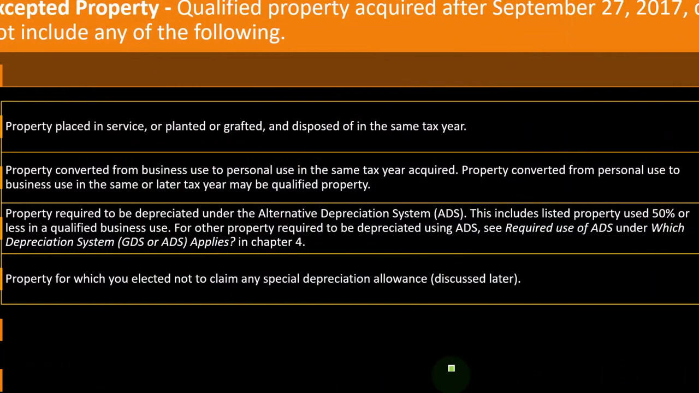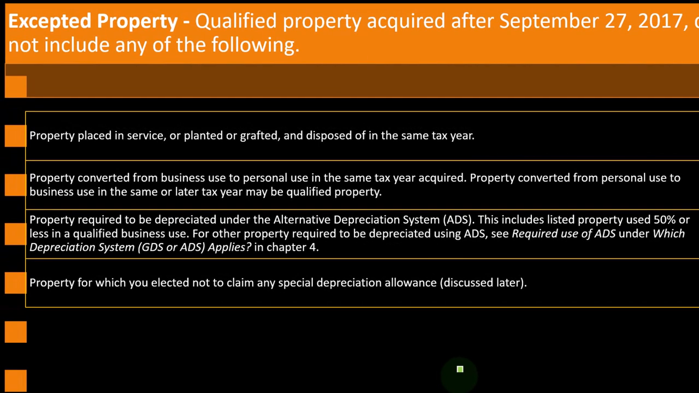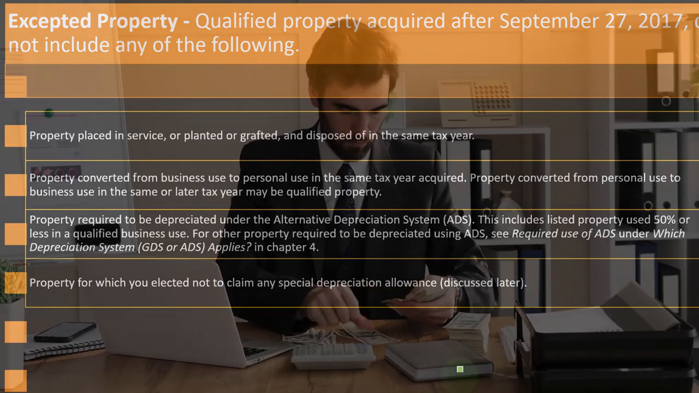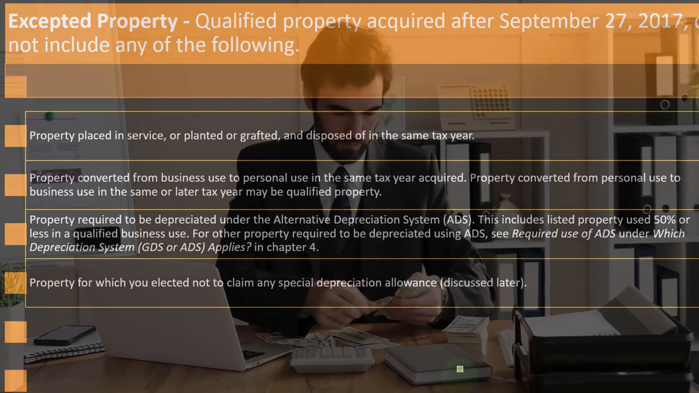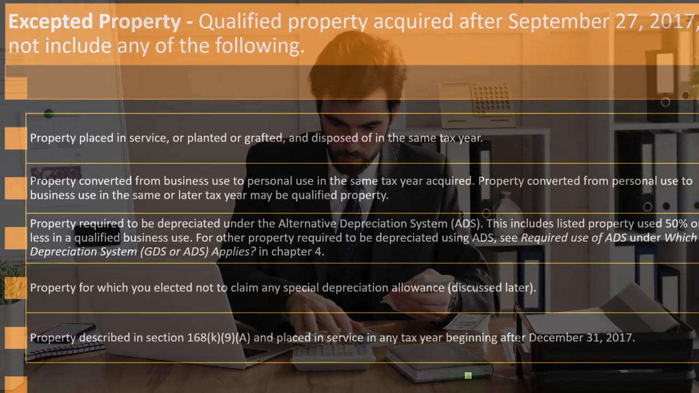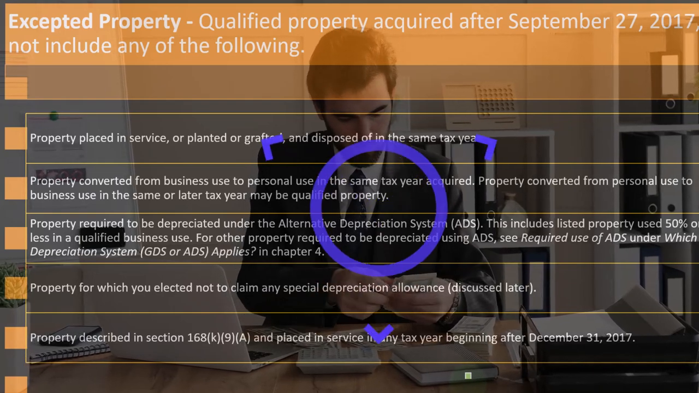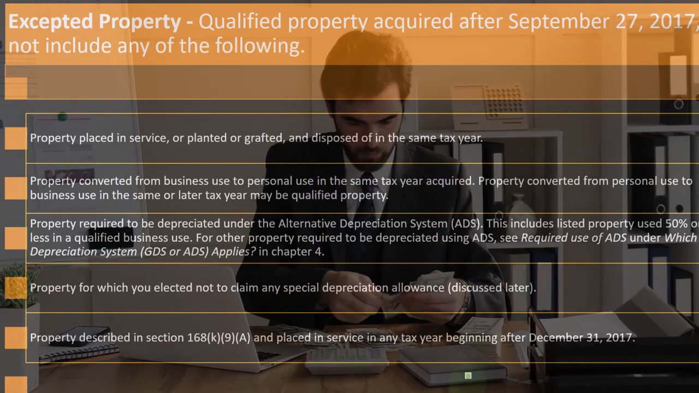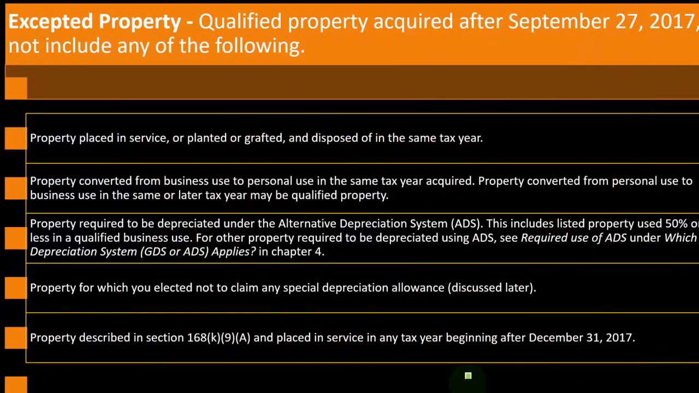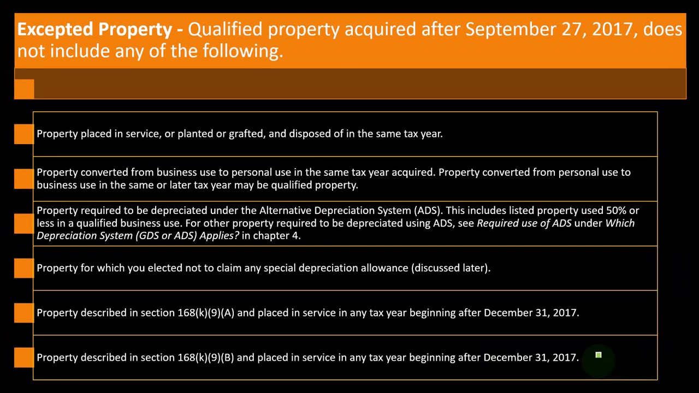Property for which you elected not to claim any special depreciation allowance. So you could just elect out of the special depreciation. Why would you do that? Possibly because you don't want to take the depreciation in the current year, because maybe the current year doesn't have as much income as you think later years will have, and you would rather get the deduction in later years, breaking from the normal rule of wanting the deduction as high and as soon as possible due to the time value of money. Property described in section 168(k)(9)(A) and placed in service in any tax year beginning after December 31st, 2017.